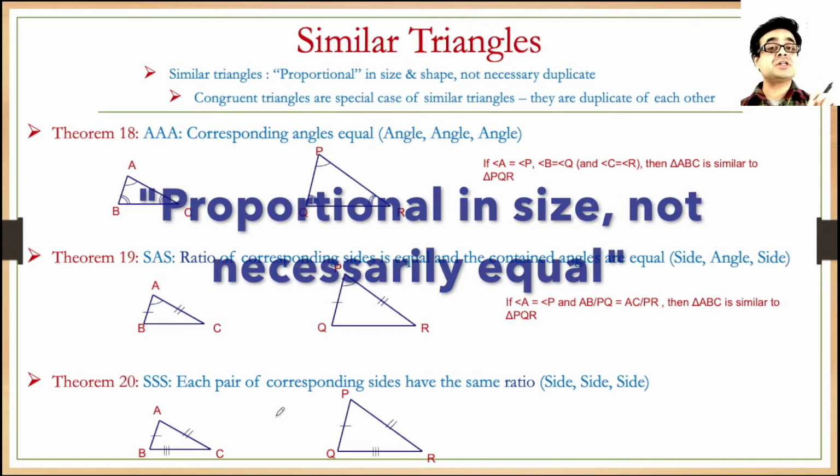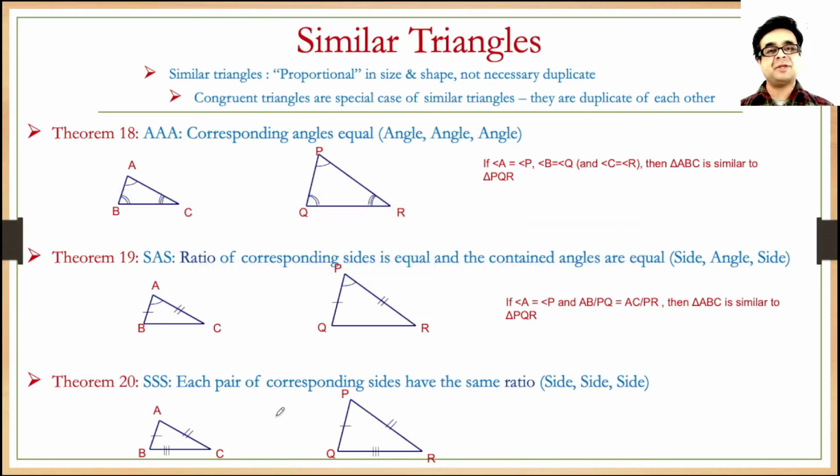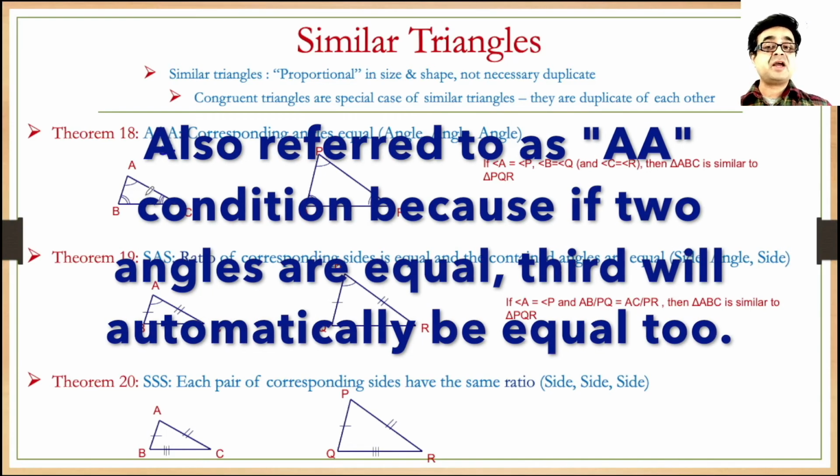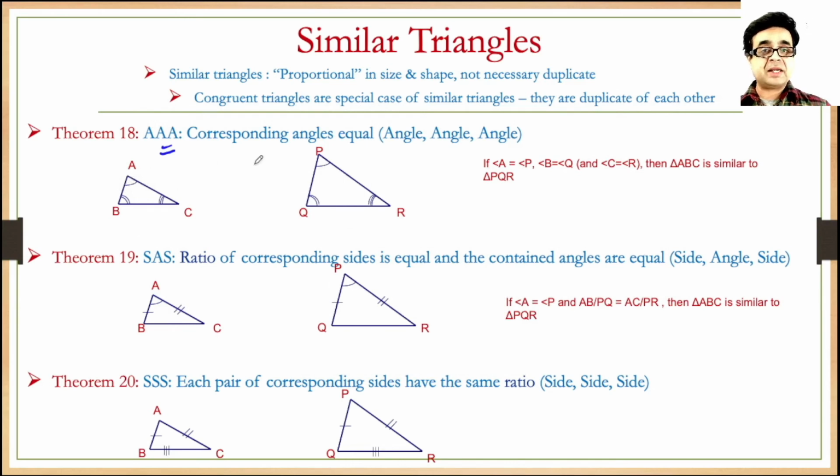They are proportional in size and shape. So they have similar shapes, but the sizes may or may not be equal. Okay. So the first condition, and we just talked about this condition, right? AAA is a similarity condition, which says that if I have two triangles where corresponding angles are equal, so angle A is equal to angle P, angle B is equal to angle Q, angle C is equal to angle R, then these two triangles are similar. And what does similarity mean? Similarity means that the sides will be in equal proportion.